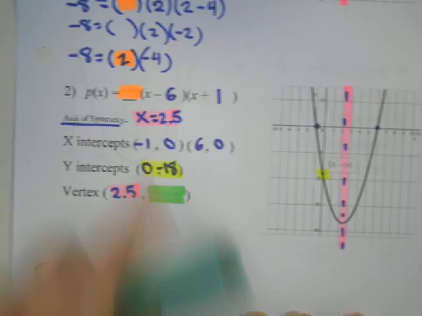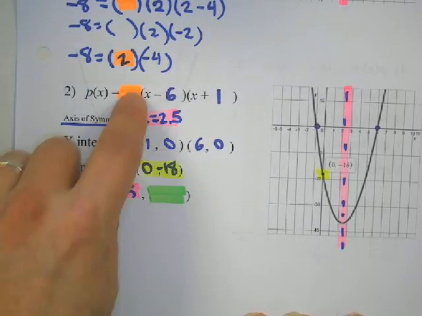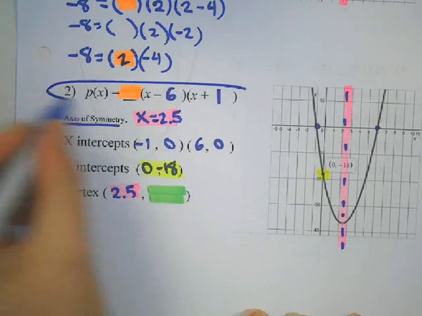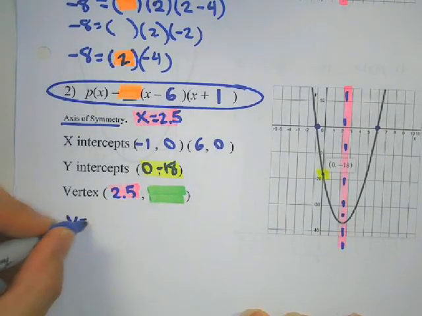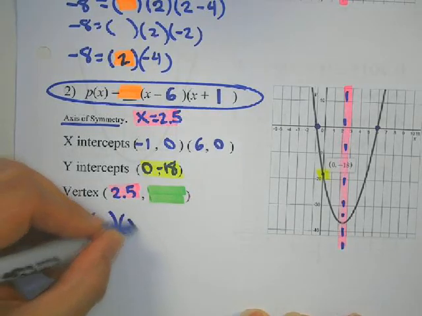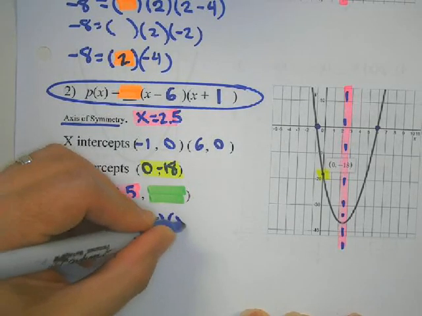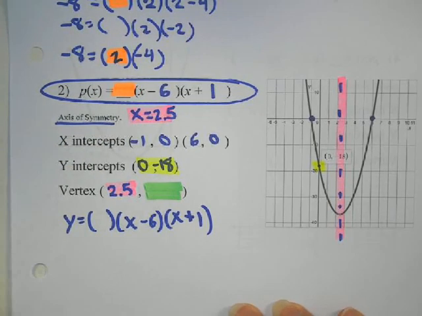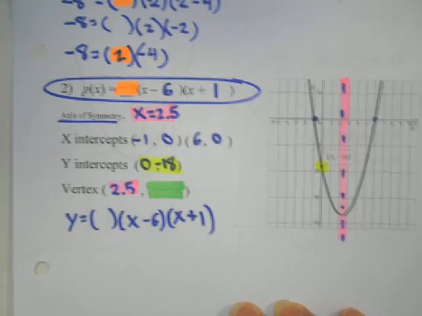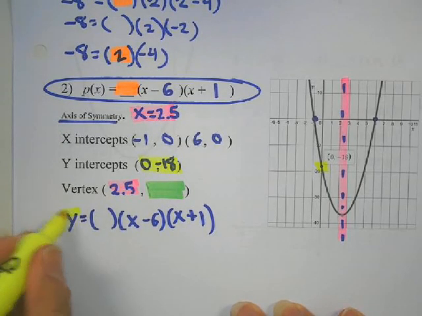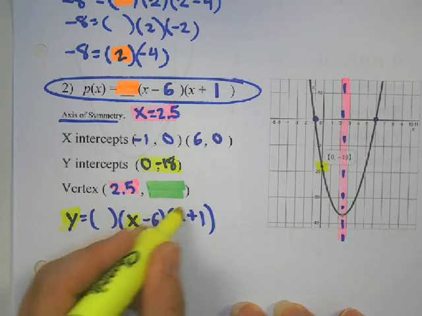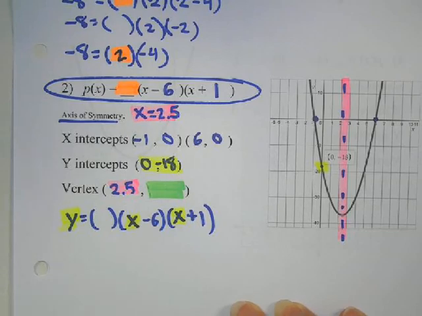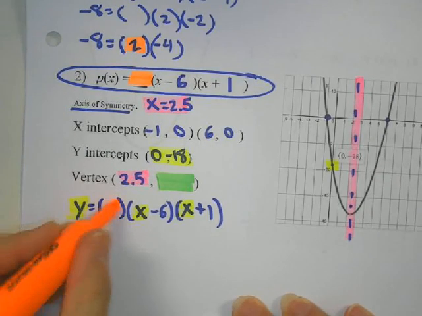Okay, so now we want to find the vertex, this value here, and we also want to find the orange value. So the first thing we got to do is find the orange value. And so I'm just going to rewrite this equation. Y equals something times x minus 6 times x plus 1. I just rewrote the equation. And I'm going to replace y with negative 18, and I'm going to replace x with 0 from this y-intercept here. And that's going to help me find our missing value here.